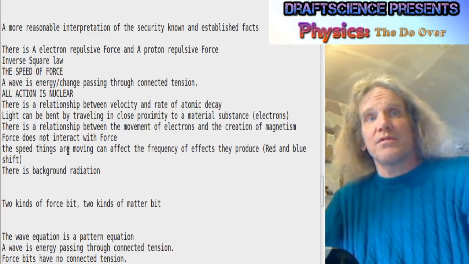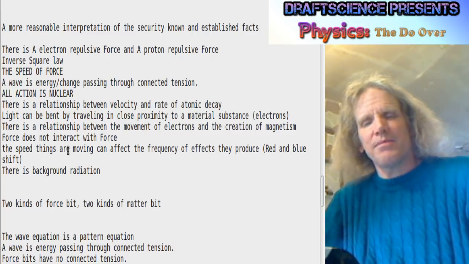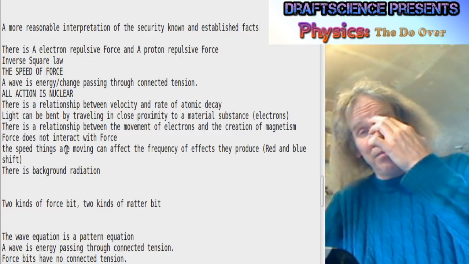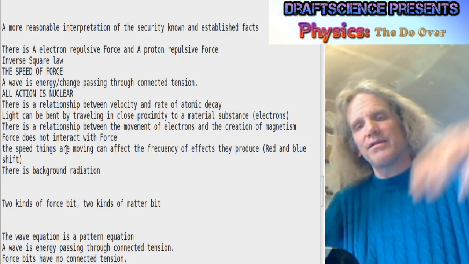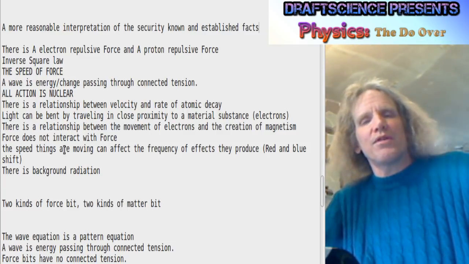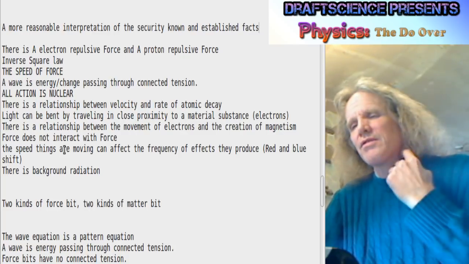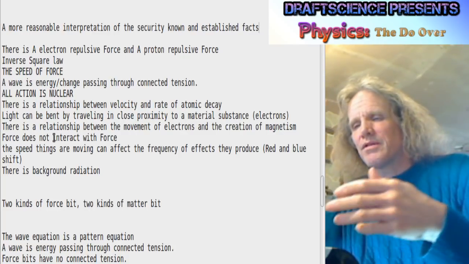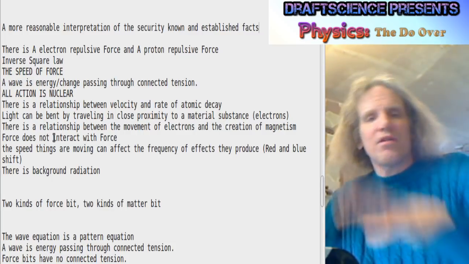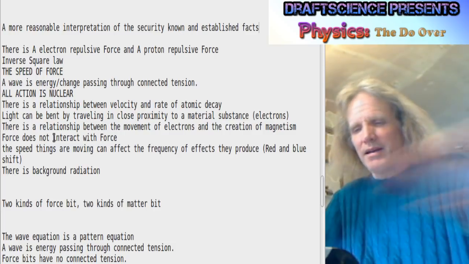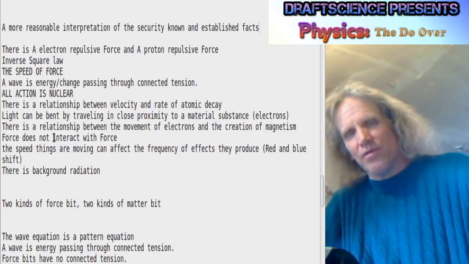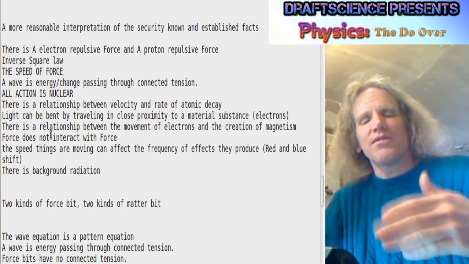Alright, the speed of force. So we have this term, the speed of light, but it really should be the speed of force, to really understand that what we've established is that all of these things, the force between two electrons, the force between two protons, the force of gravity, and the force of light, which is essentially a force, all of these things move at the same speed. The magnetic changes in magnetism move at this speed, the speed of light.